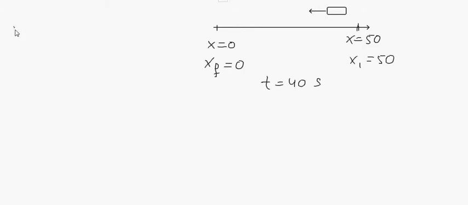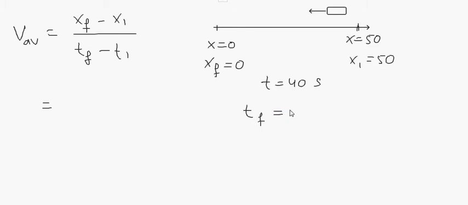Now applying the formula v_av equals xf minus xi divided by tf minus ti. Here tf is 48 seconds because it's taking 8 seconds for the upward journey and 40 seconds for the return journey. So that is 48, and it's starting at initial time ti at 8 seconds.